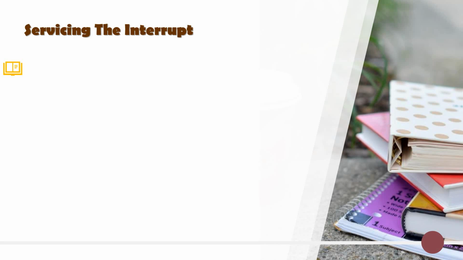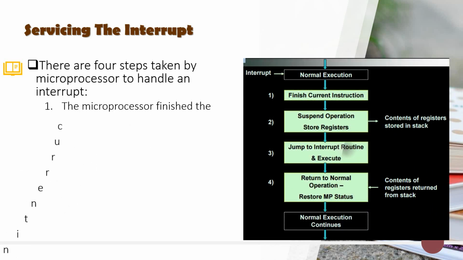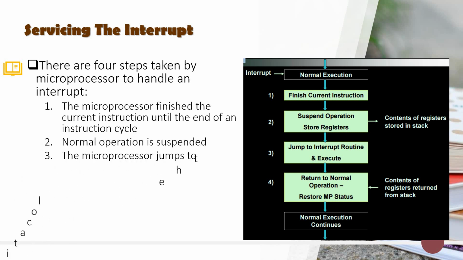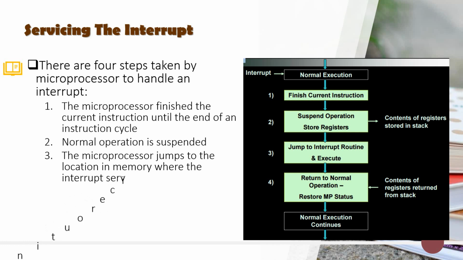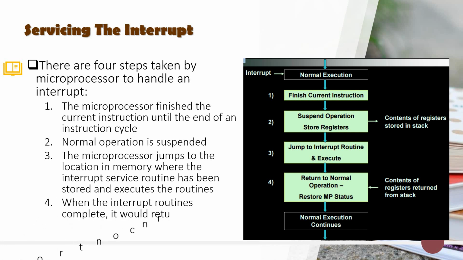Servicing the interrupt. There are 4 steps taken by the microprocessor to handle an interrupt. The microprocessor finishes the current instruction until the end of an instruction cycle. Normal operation is suspended. The microprocessor jumps to the location in memory where the interrupt service routine has been stored and executes the routines. When the interrupt routines complete, it returns control to the interrupted program.